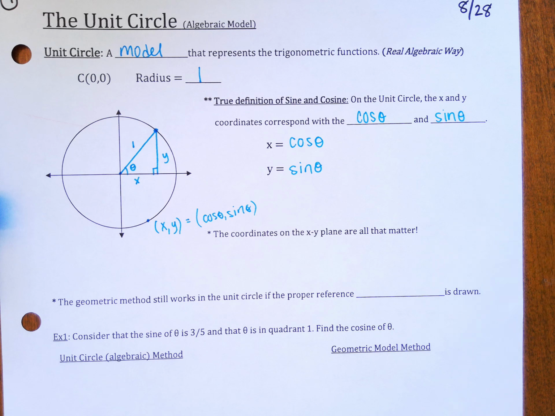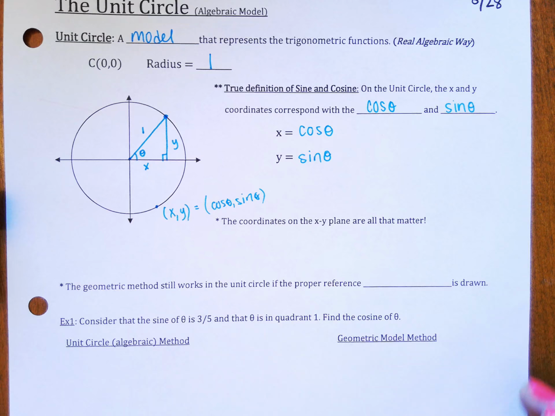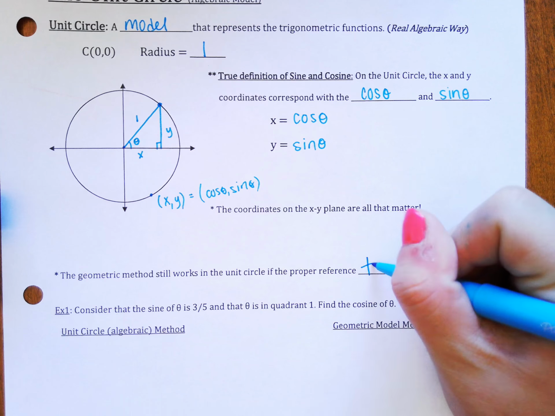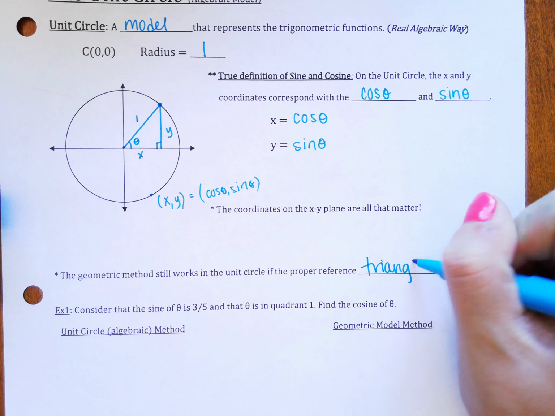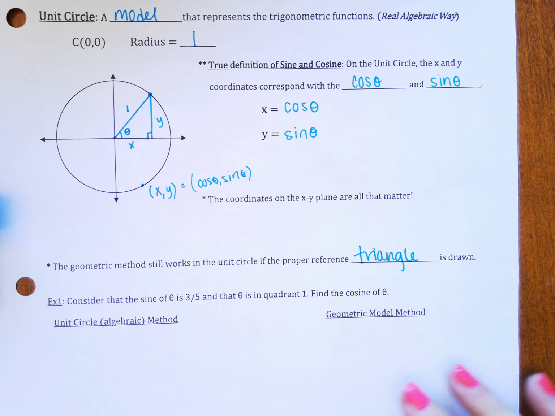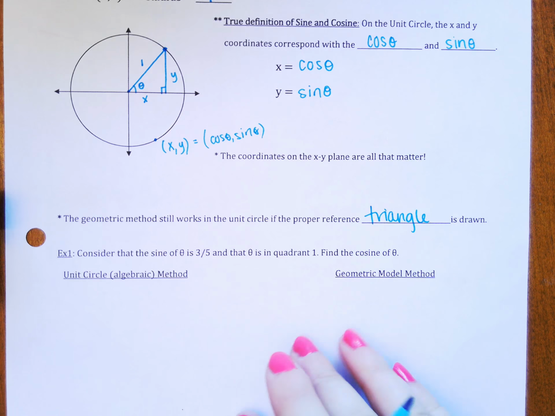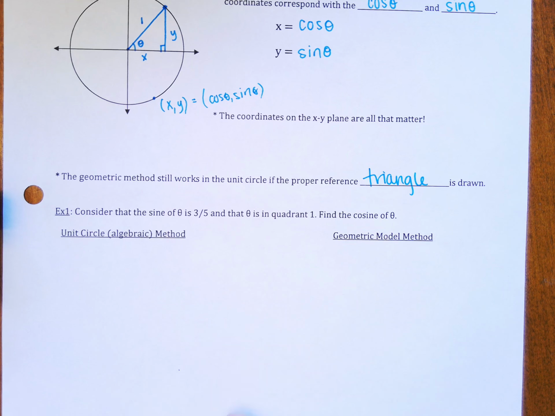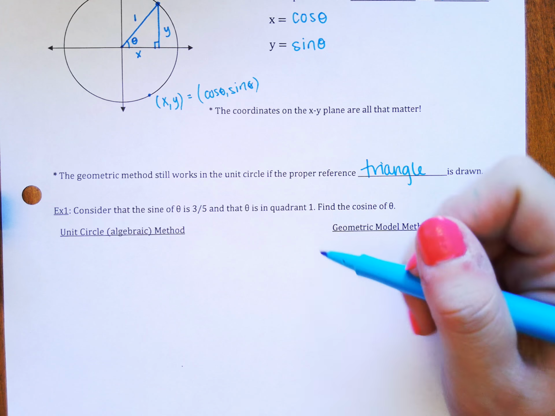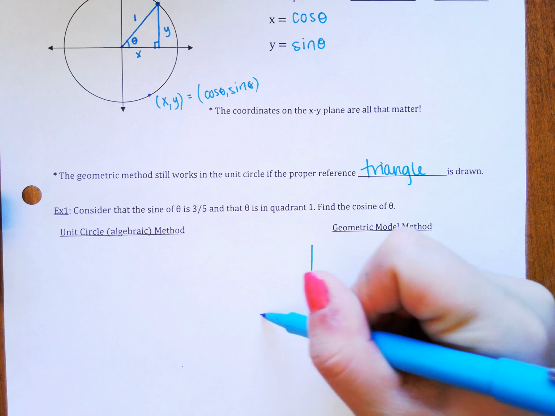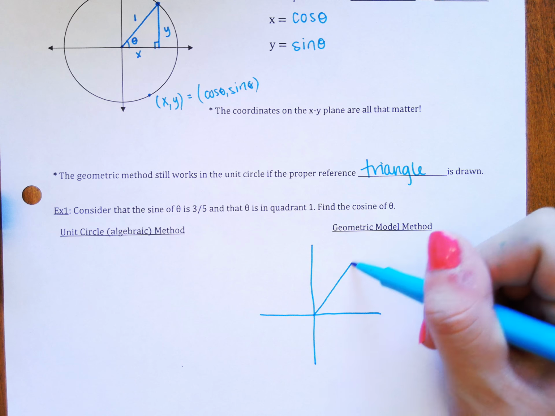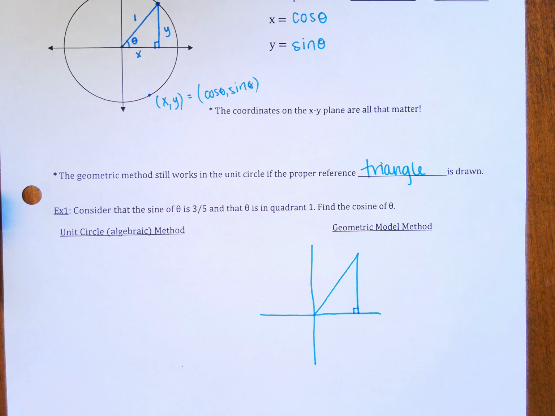So since we can draw a reference triangle, we can still use a geometric model, and sometimes it's easier. We just have to make sure that the proper reference triangle is drawn. And again, sometimes it's a lot easier to do that in that case. Like for this one, for example, if we are looking at this sine value and we know we're in quadrant 1 and we're trying to find the cosine, in our geometric model, we would draw our reference triangle in quadrant 1.